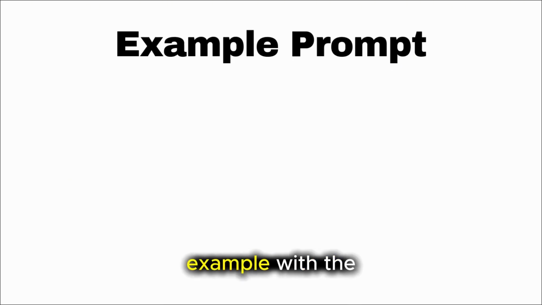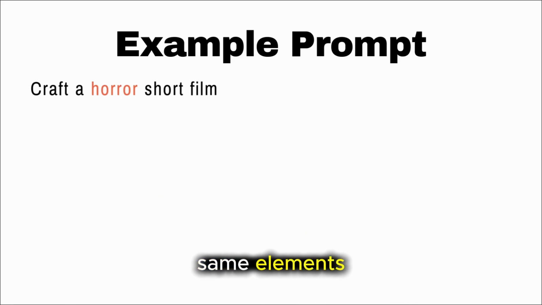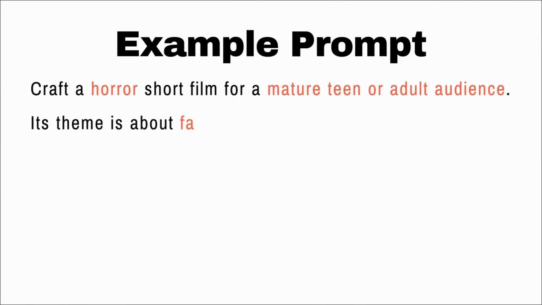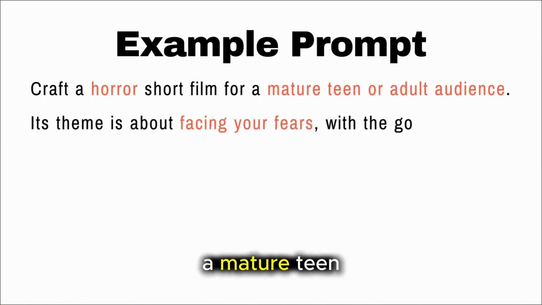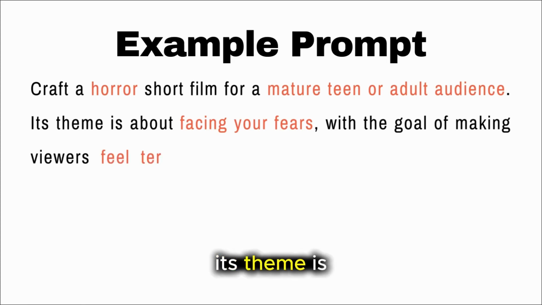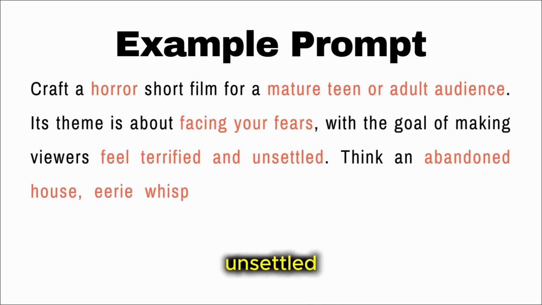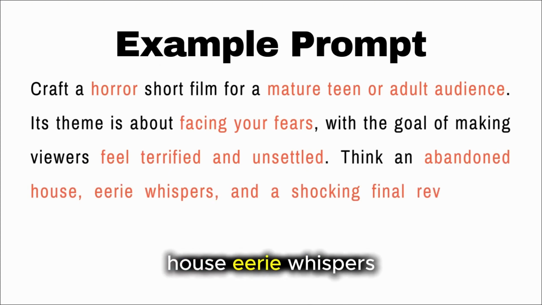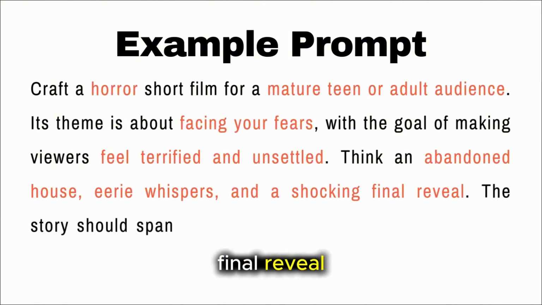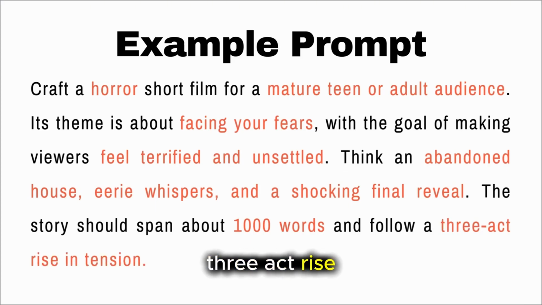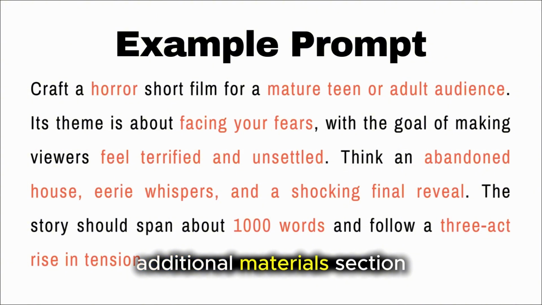Here is another example with the same elements, but in a more conversational flow. Craft a horror short film for a mature teen or adult audience. Its theme is about facing your fears, with the goal of making viewers feel terrified and unsettled. Think an abandoned house, eerie whispers, and a shocking final reveal. The story should span about 1,000 words and follow a 3-act rise in tension. Find more sample prompts in the additional materials section.